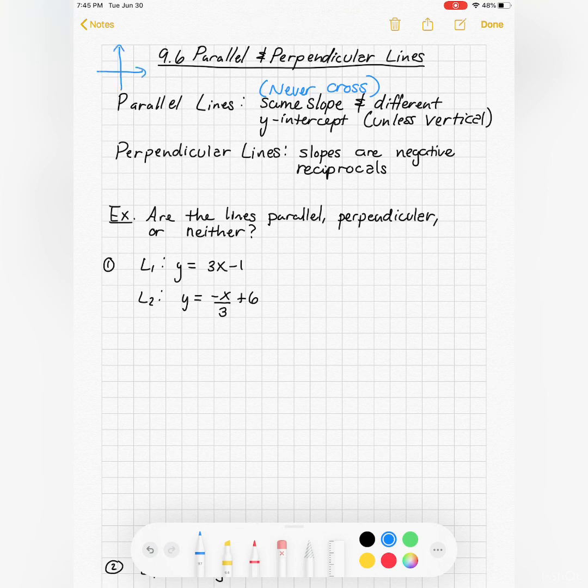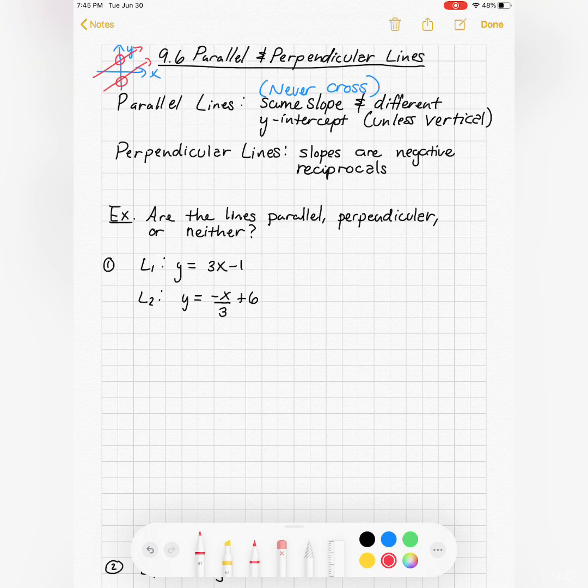So I mean, just a little example. Let me do this instead. I'd have to have the same slope, right, and different y-intercepts in order for those lines not to cross.